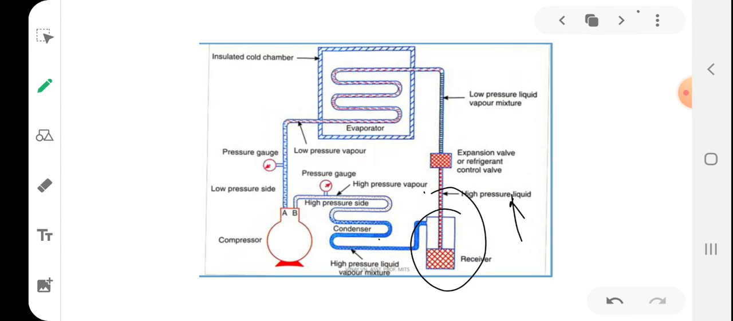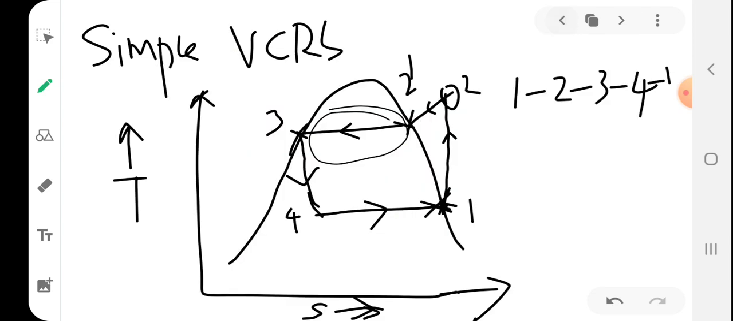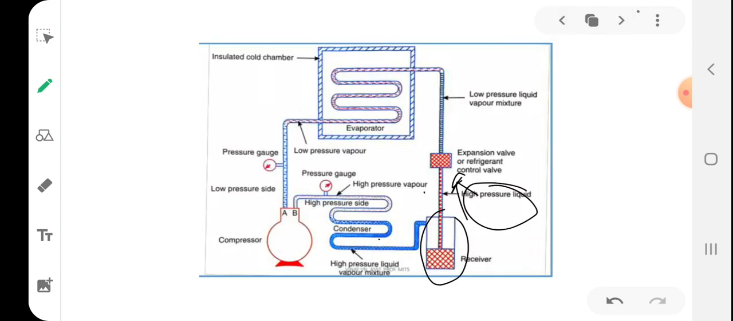So that is a receiver. Now the pressure here is still high, so it is a constant pressure process. This high pressure, low temperature liquid vapor mixture has moved to the receiver, and after reaching the receiver, it has been completely converted into liquid. So at state 3 it is completely liquid.